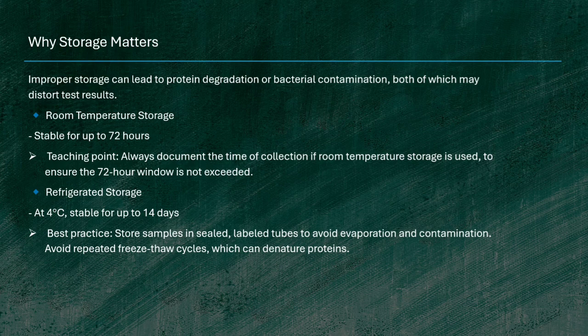Refrigerated storage. At 4 degrees Celsius, stable for up to 14 days. Refrigeration slows down enzymatic activity and bacterial growth, preserving the integrity of CRP for up to 2 weeks. This is the preferred method in most clinical labs, especially when batch testing is planned or transport to a reference lab is delayed.